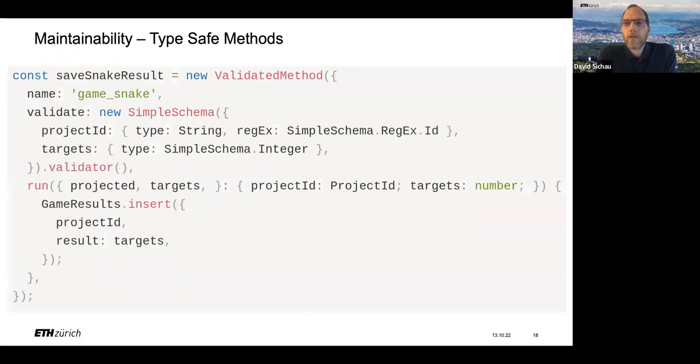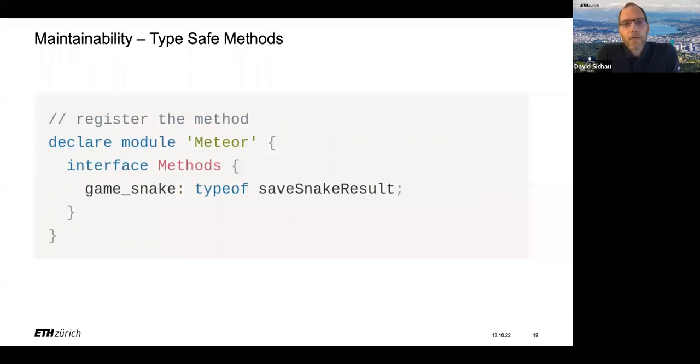Here in this example, I use the validated methods because I think most of you will be familiar with it. And you just write your method as you normally would, except that you add some type annotations as required for TypeScript. And then the magic is that you actually need to register this method in the interface. So you extend the interface with your method name and the type of your method. And that's all you are required to do if you write a new method on the server side.